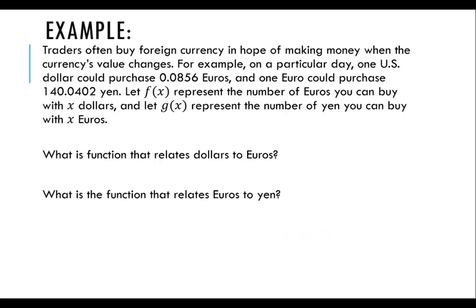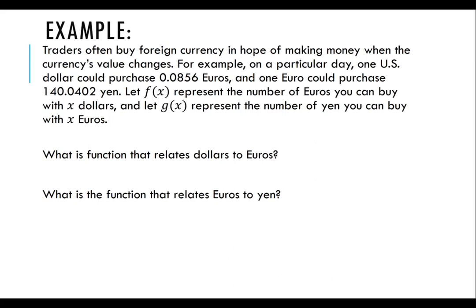Traders often buy foreign currency in hope of making money when the currency's value changes. For example, on a particular day, 1 US dollar could purchase 0.0856 euros, and 1 euro could purchase 140.0402 yen. Let f of x represent the number of euros you could buy at this rate with x dollars, and let g of x represent the number of yen you could buy at this rate with x euros.